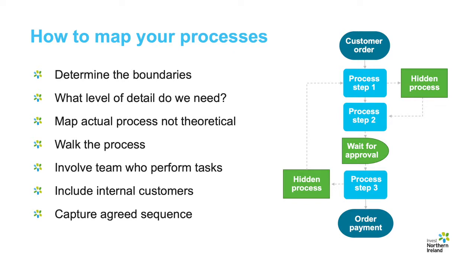In other words, which process steps are being included and where you want to start and finish. Then decide what level of detail you need. Is a high-level overview sufficient, or do you want to include every single task that's carried out? Sometimes it can be useful to map the high-level process first, and then you can drill down in more detail into one or two process steps where the problem is arising.